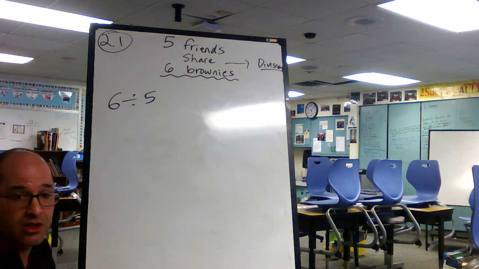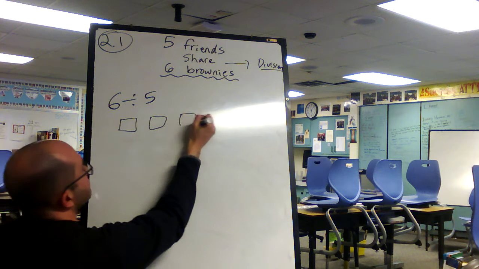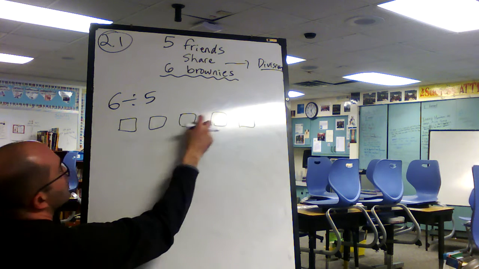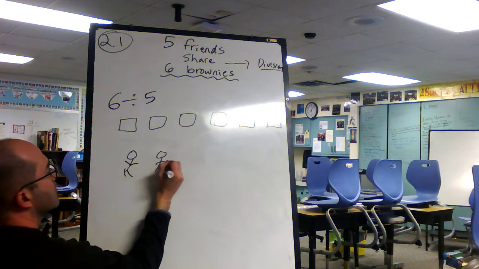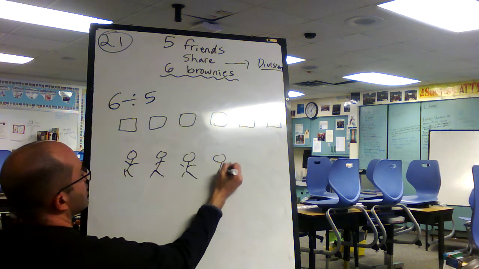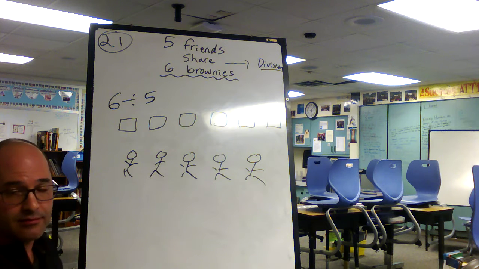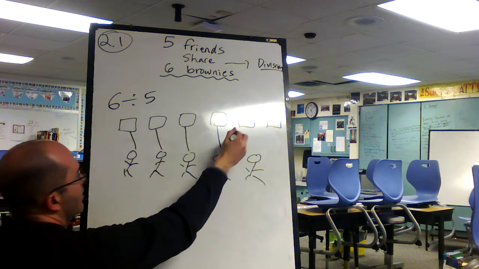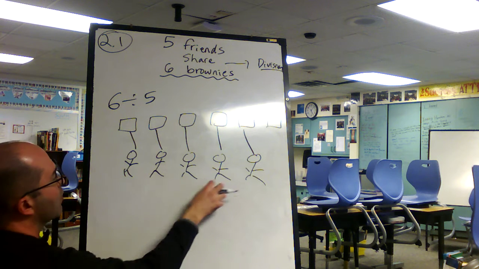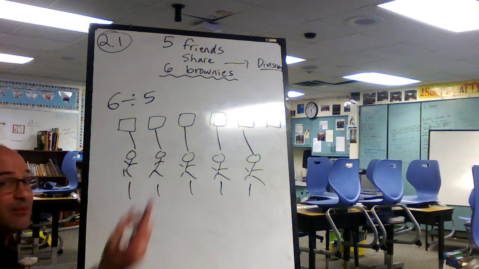Let's draw a representation. Representation is a picture. Let's do a picture that shows that. So there's 6 brownies. 1, 2, 3, 4, 5, 6 brownies, right? And there's 5 friends. I know these are beautiful pictures. 5 friends. 1, 2, 3, 4, 5. Okay. You get a brownie. You get a brownie. You get a brownie. You get a brownie. You get a brownie. 1, 2, 3, 4, 5. They each get a brownie, right? But guess what? There's an extra brownie.